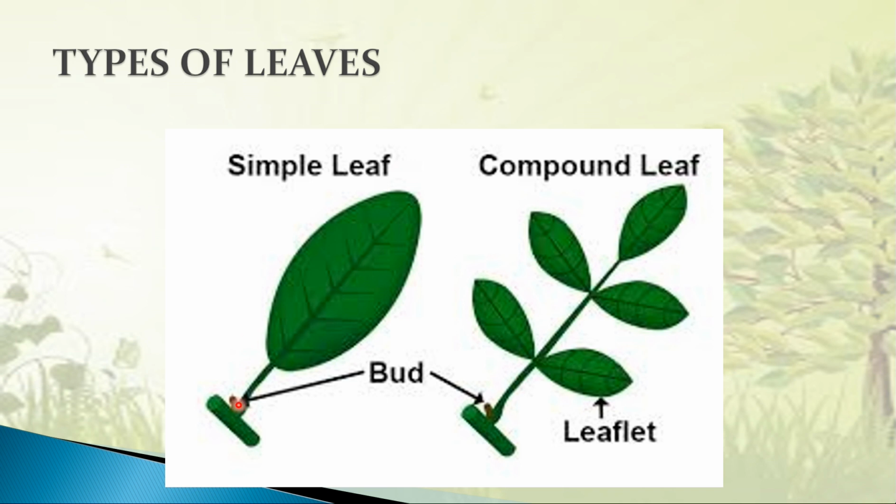Means in a simple leaf, each lamina has an axillary bud. This axillary bud is present on each lamina, but in a compound leaf, only one axillary bud is present. Each leaflet does not have this axillary bud.